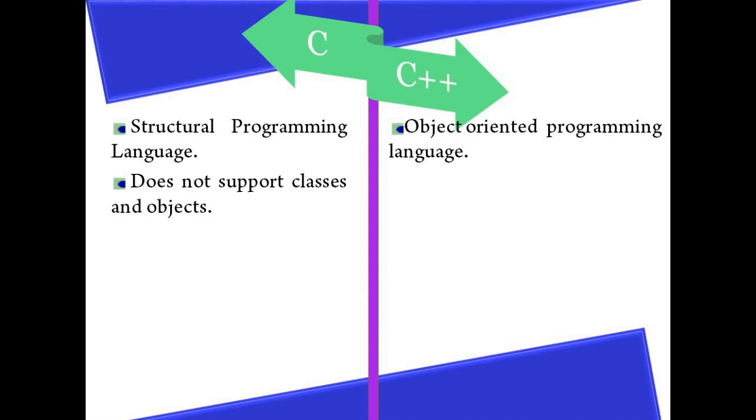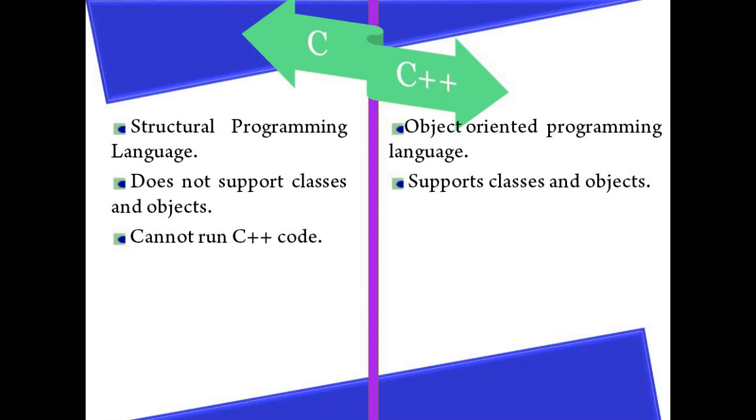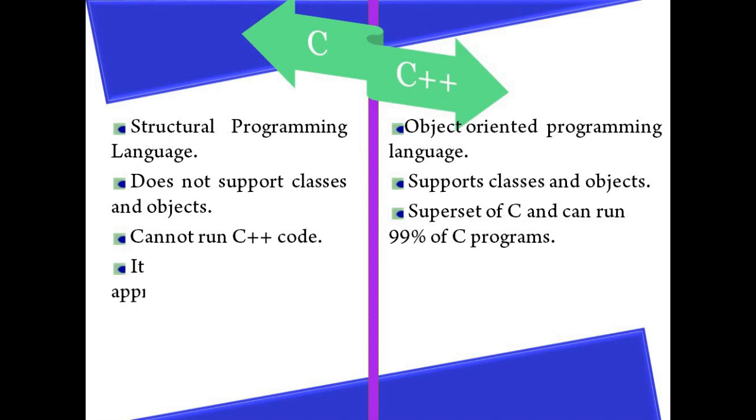C is a structural programming language, that is, it follows a structure for the programs, whereas C++ is an object-oriented programming language where objects are created that contain both data and functions. Next, C does not support classes and objects, but C++ supports classes and objects since it is an object-oriented programming language.